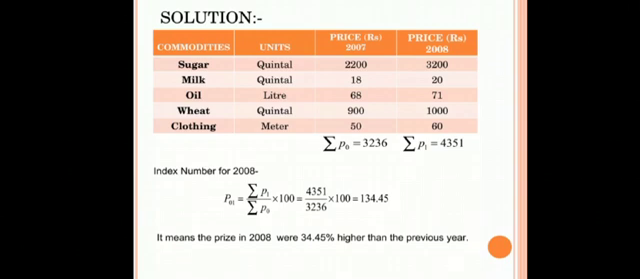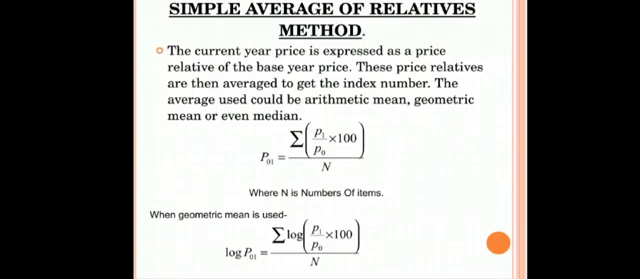Solution: the first column is the commodity, the second column the units, and the third column the base year price, summation P0 equal to 3236, and then the current year price. You have to calculate the sum, summation P1 equal to 4351. This means that the prices in 2008 were 34.45% higher than the previous year.